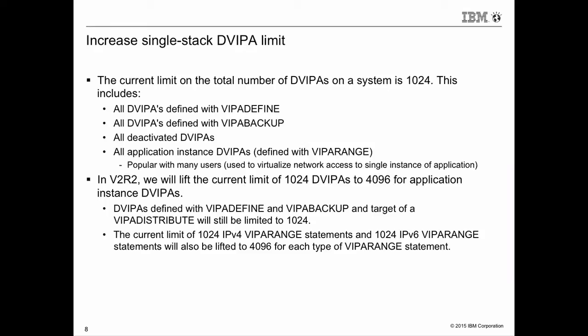So in V2R2, the limit on the number of application instance dynamic VIPAs is being raised from 1,024 to 4,096. And by the way, that's 4,096 for both address families, IPv4 and IPv6. So hopefully we've given you considerably more room in that area for the future.